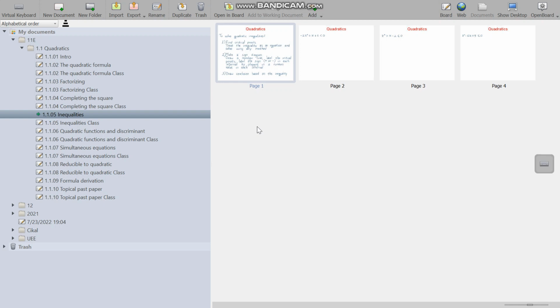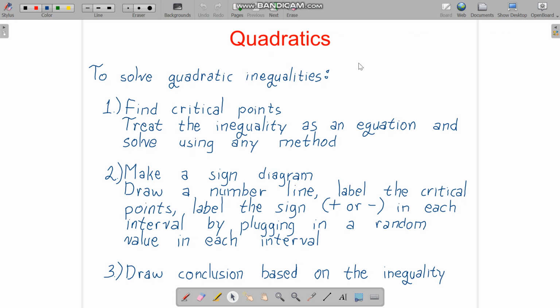Hello everyone, this video is about solving quadratic inequalities. To solve quadratic inequalities, we find critical points, make a sign diagram, and draw a conclusion. To find the critical points, we treat the inequality as an equation and then solve.